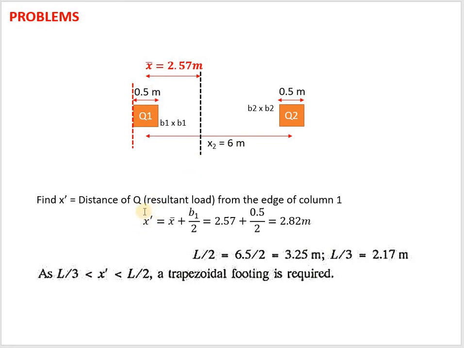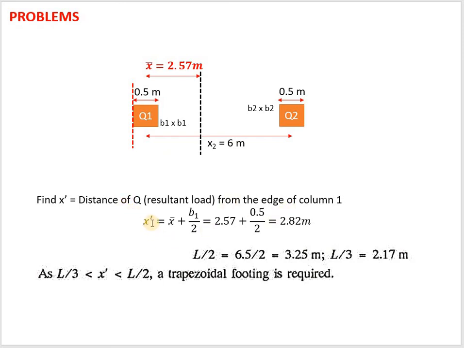So here for a trapezoidal footing, make sure that you find the X dash, that is the distance from the extreme end of the footing. So X dash is equal to X bar plus half of the column width, that is X bar plus B1 by 2, which is 2.82 meter. This was not done in the rectangular footing, and this has to be checked only in the trapezoidal footing, because what if you have a very big column? In that situation it may be higher than L by 2 or equal to L by 2. So you need not design a trapezoidal footing in that case.